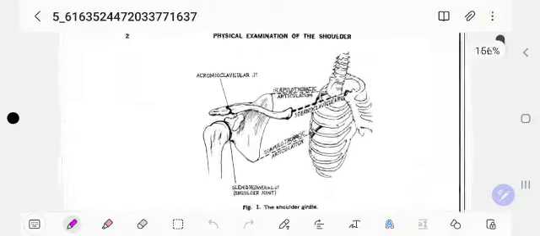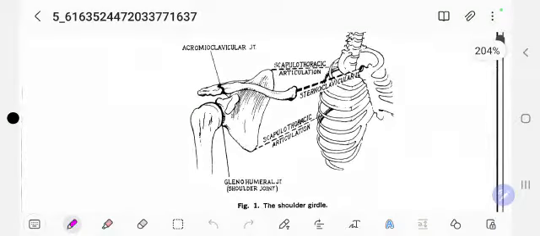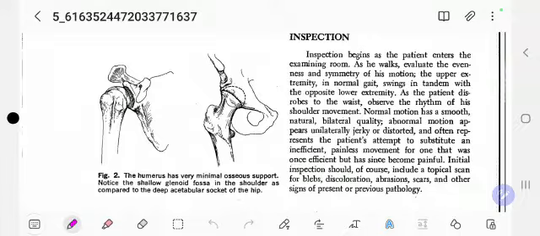Now you must understand that the glenohumeral joint, acromioclavicular joint, sternoclavicular joint, and scapulothoracic articulation form the shoulder girdle. All movements are interrelated. The humerus has very minimal osseous support, given the shallow glenoid fossa in the shoulder as compared to the deep acetabular socket.